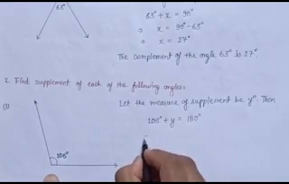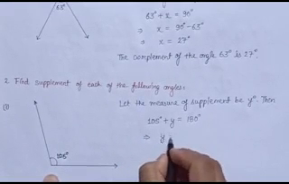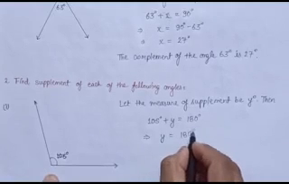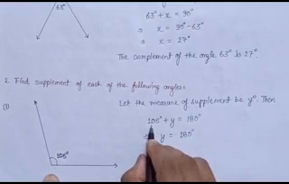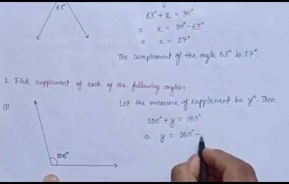It implies that y is equal to 180 degrees minus 105 degrees, because when 105 degrees is taken from the left hand side to the right hand side, it becomes negative.